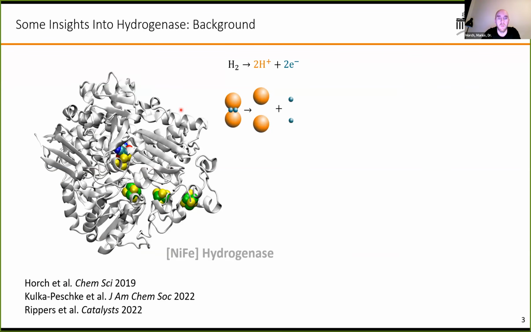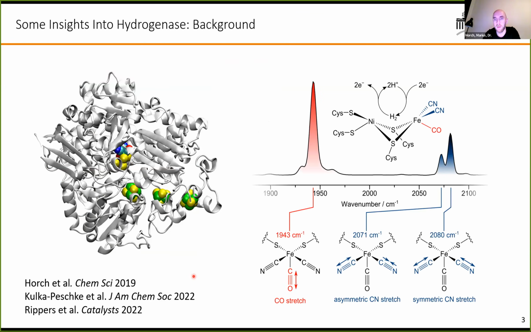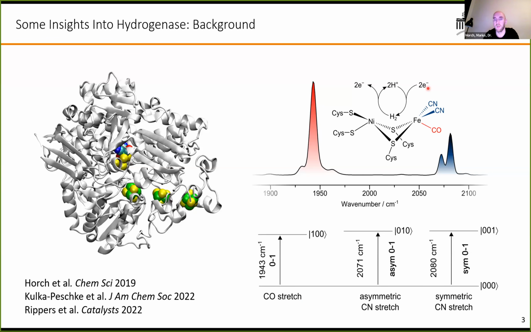Here we'll focus exemplarily on nickel iron hydrogenases, and in particular, those 3 studies listed down here. Just as a reminder, what we're looking at are the stretching vibrations of the 3 diatomic ligands at the active site. So this is one CO ligand, and then the 2 cyanide stretching vibrations. Oh, sorry, that's something I forgot to mention. That's kind of important for what we're going to see. In a normal infrared absorption experiment, we particularly focus on the fundamental transition, so between the vibrational ground state and the first excited state.